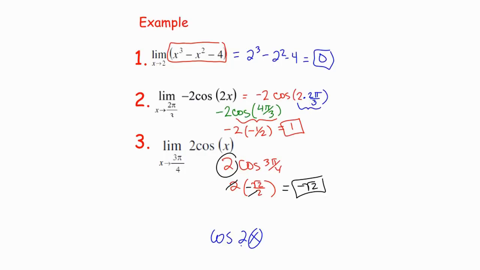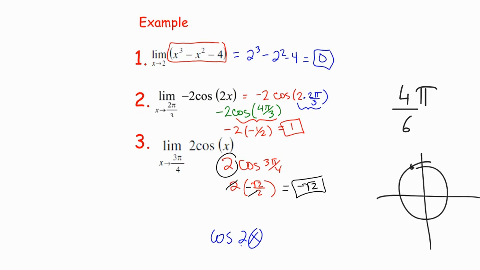So here are some examples. For number 1, we just plug it in because we can. When you plug in 2, we end up getting 2 cubed minus 2 squared minus 4, which should give you 0. For number 2, we plug in 2 pi over 3, which I prefer to call 4 pi over 6, because I know what that means. As far as the unit circle is concerned, we are located right here, with the x being -1/2 and the y being square root of 3 over 2. That way I don't need a calculator, pretty much.